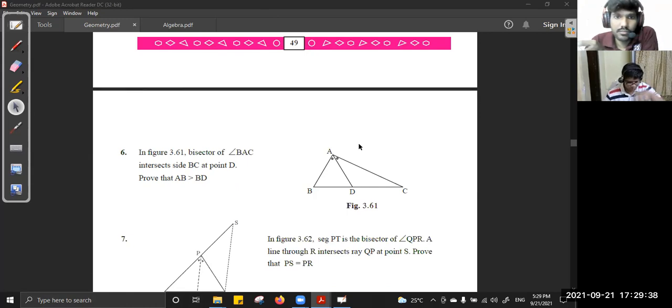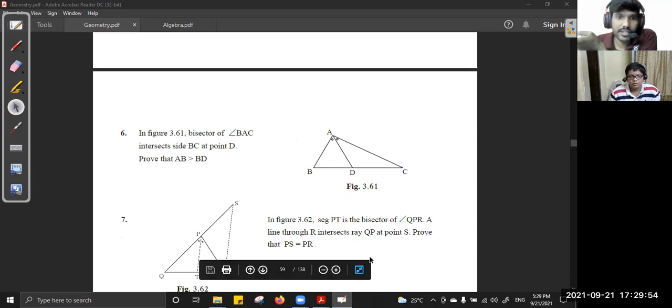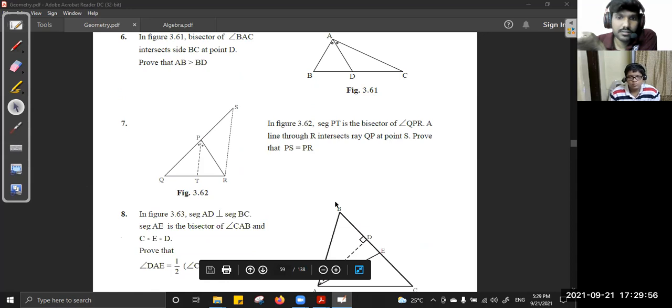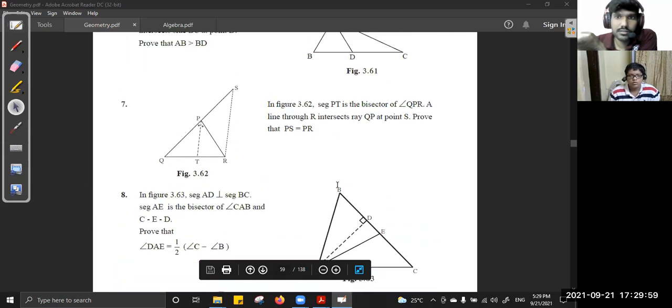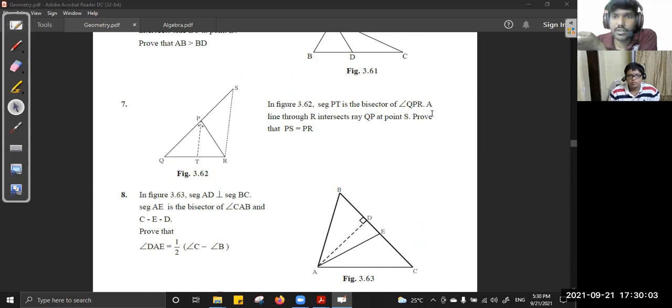Sixth one is also easy. In the sixth one, you have to prove that AB is greater than BD. That is what you have to prove. And the seventh one, segment PT is a bisector of that.